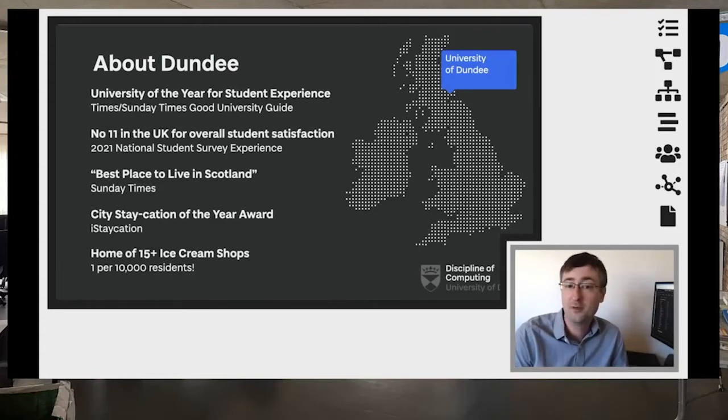On top of that, we've also been told that we're the best place to live in Scotland by the Sunday Times, and we received the Staycation Award of the Year from iStaycation. And my favourite, of course, is that Dundee is the home to over 15 different ice cream shops. And if you do the numbers, it means that that's one ice cream shop per 10,000 people. I'm fairly sure we could put that number up, but in the meantime, that gives you 15 really good places to visit when you're up in Dundee next time you're here.